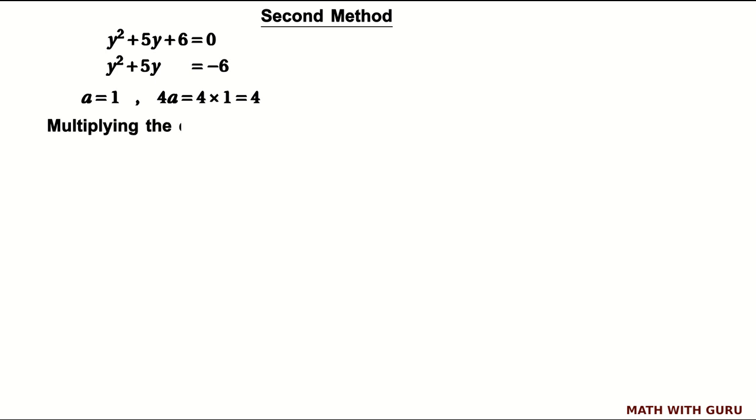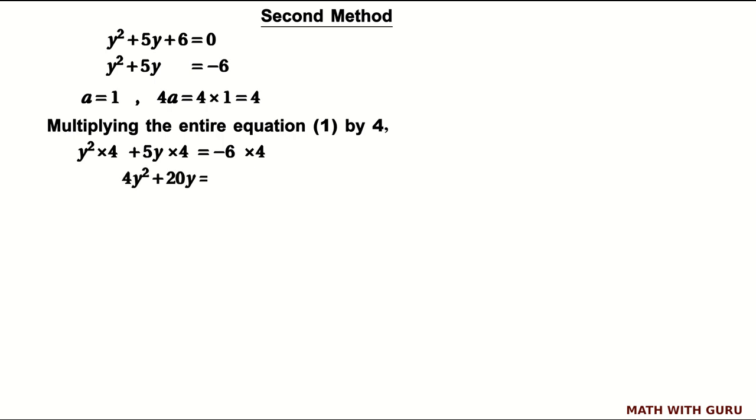Let us solve the same equation using the second method. y squared plus 5y plus 6 equals 0. Bring plus 6 to the right hand side. Here the coefficient of y squared is 1. 4a equals 4 into 1 equals 4. Multiplying the entire equation by 4. y squared into 4 plus 5y into 4 equals minus 6 into 4. 4y squared plus 20y equals minus 24.